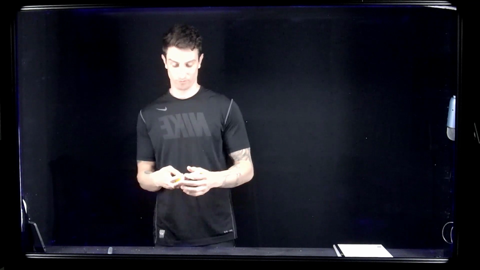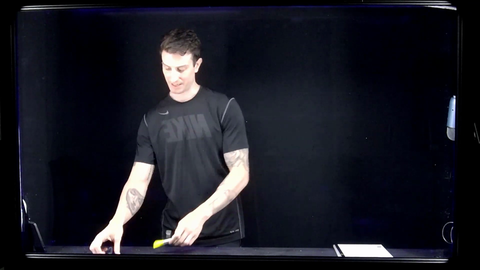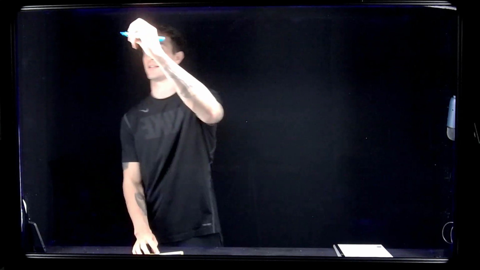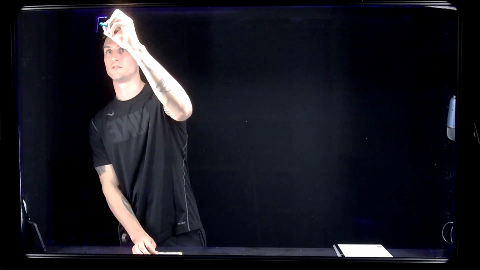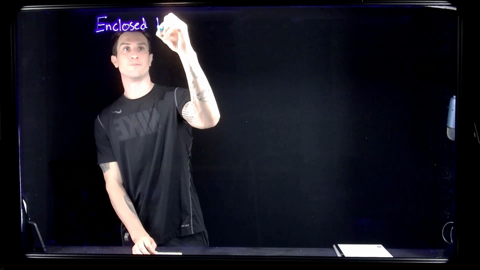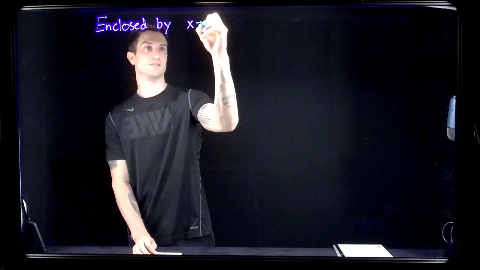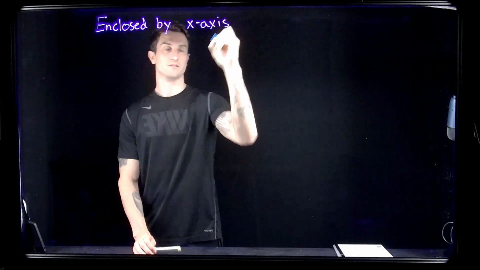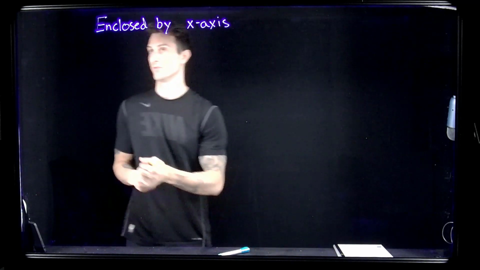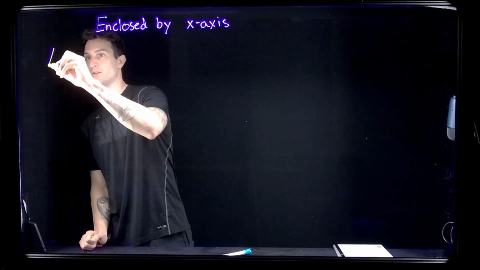Okay, so we have one more example to do. Same idea. Now, I'm going to start us off by saying this one is enclosed by the x-axis. Right, so that tells us immediately which one we want to use for the integral. Let's write it on the side just so we know.